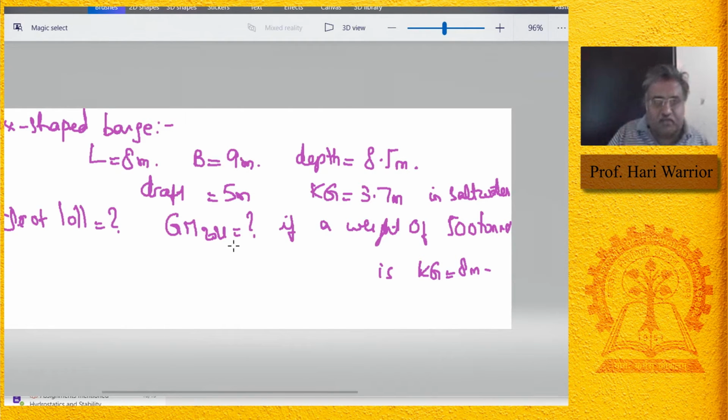So the first thing is, tell me what is the initial displacement. Let's do it step by step. I think you should do it. Tell me what is the initial displacement of the ship before the weight is added. What is the displacement of the ship? It is a box-shaped barge. What is the weight of the ship?